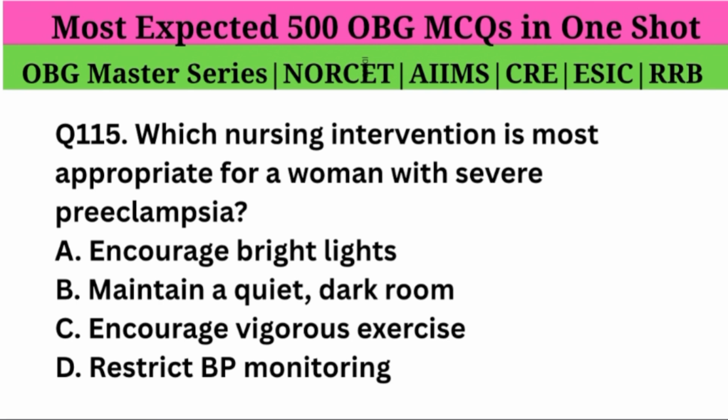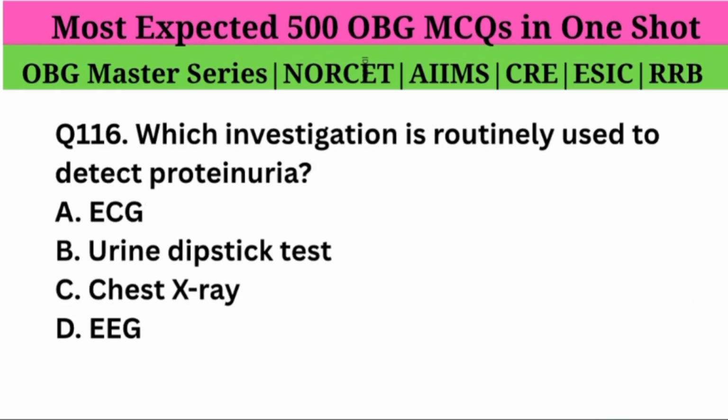Next question, which nursing intervention is most appropriate for a woman with severe preeclampsia? Your correct option is option B, maintain a quiet dark room. Next question, which investigation is routinely used to detect proteinuria? Your correct option is option B, urine dipstick test.